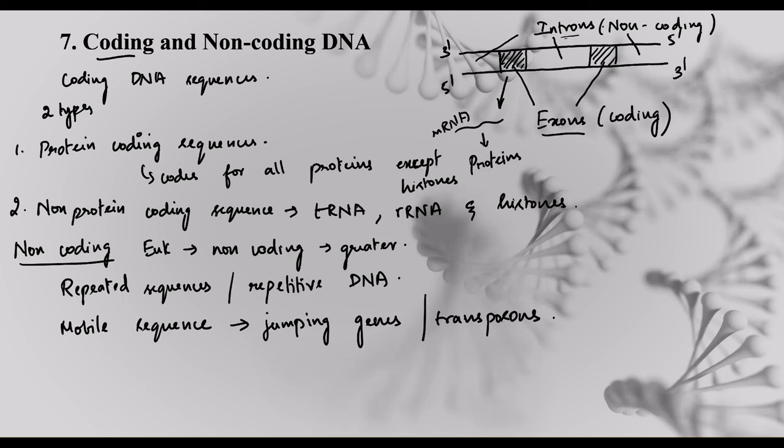So, coding and non-coding DNA. In prokaryotes, the non-coding DNA is very small. Coding has two types, protein coding sequence and non-protein coding sequence. Protein coding codes for all proteins except histones, but the non-protein coding sequence codes for tRNA, rRNA and also histones. Coming to non-coding sequences, eukaryotes have a large part of non-coding sequence which does not form any functional products, which means it is not going to form mRNA or proteins, so transcription and translation do not happen. The non-coding part has repetitive sequences, also called repeated sequences. When the sequences move from one place to another, that is a mobile sequence, called jumping genes or transposons. Let's move to the next.